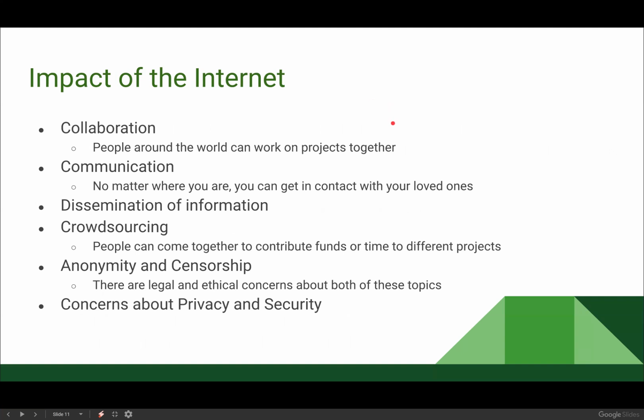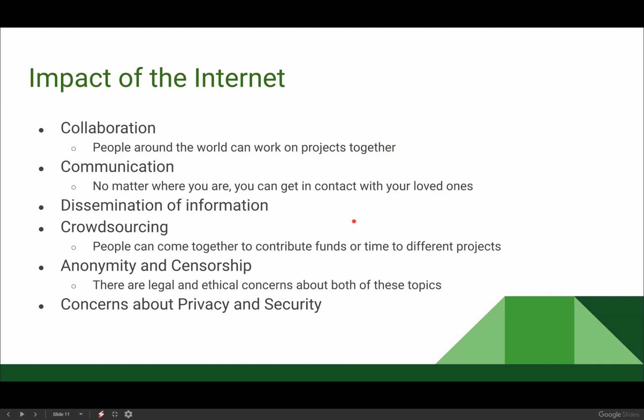So the internet has had a huge impact on all of society as we know it. It has enabled huge amounts of collaboration and communication. No matter where two people are, they can talk to each other and work together to solve some common goal.